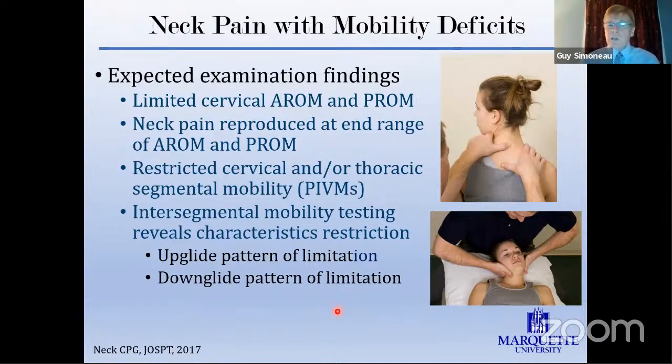And then we would expect them to have restricted cervical and thoracic segmental mobility when you do your passive intervertebral motion testing, as you see here. And if you're skilled with manual therapy technique, you may recognize limitations that are consistent with a down glide limitation or an up glide limitation that fits the restriction of range of motion that you observe with active and passive range of motion.